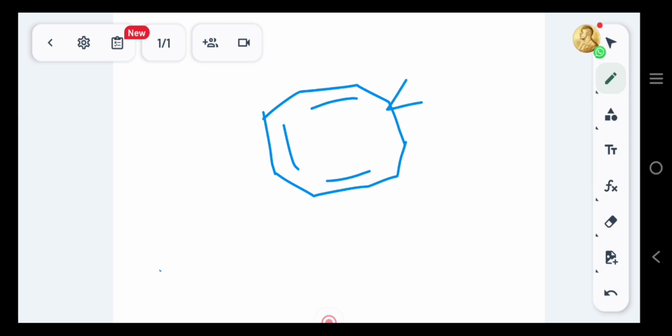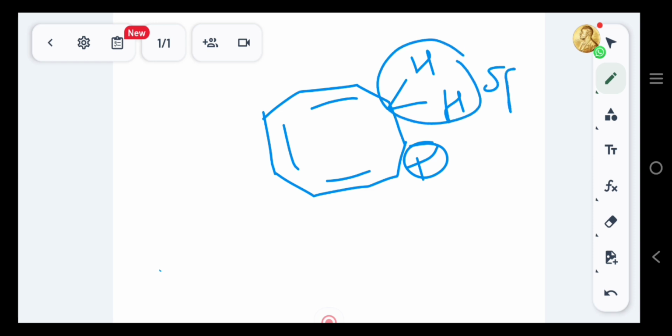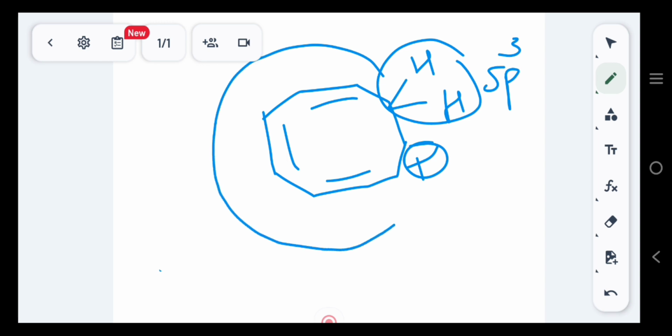Here, CH2, here one positive charge. It is an sp3 hybridized carbon atom, but these belong to a cyclic stabilized conjugated system.